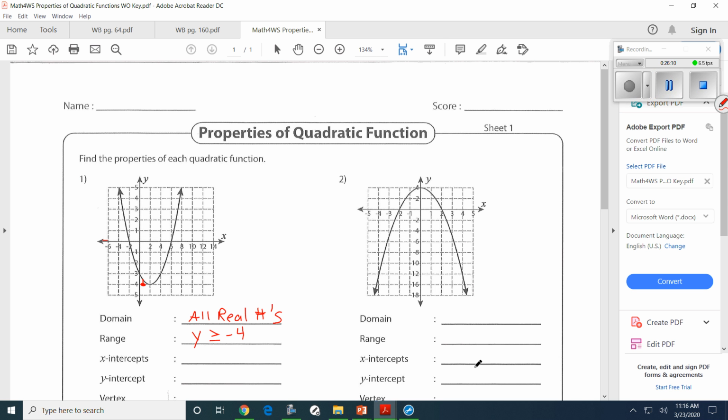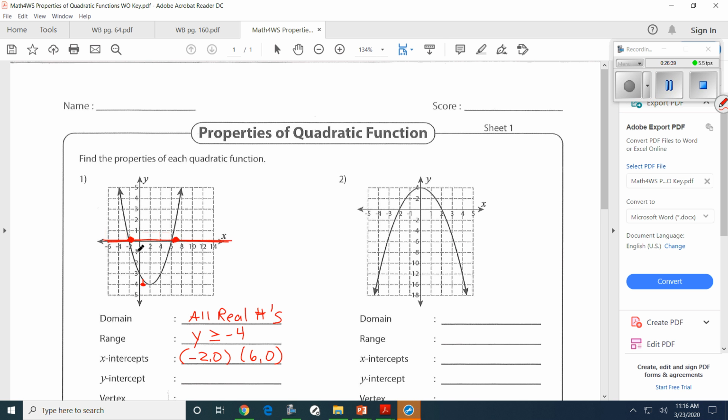X-intercept, where does it cross the x-axis? If you look up here, it crosses the x here and crosses the x here. So you're going to write those ordered pairs as the x-intercepts. So it looks like it's crossing the x-axis at -2, 0. And it's crossing the x-axis at 6, 0 because it crosses right here at 6, 0.